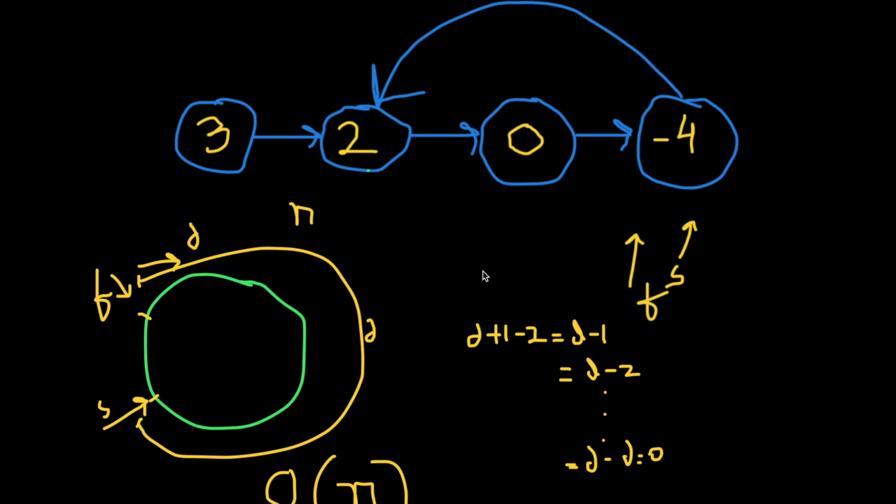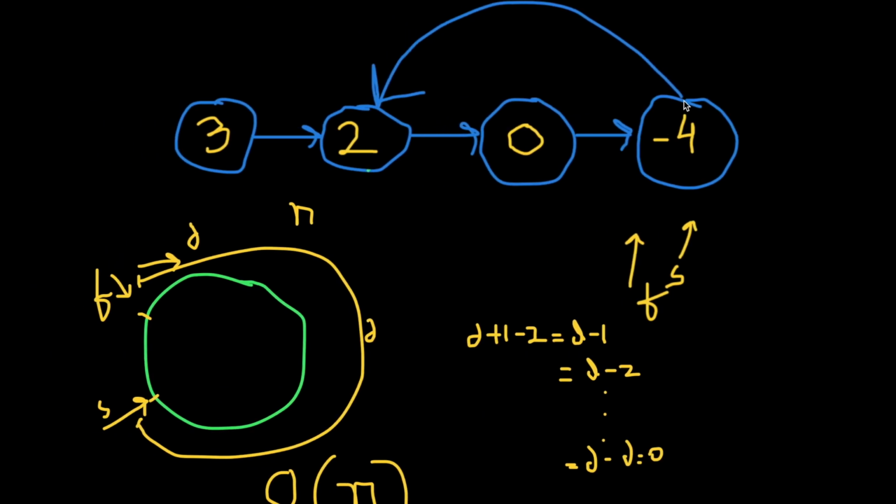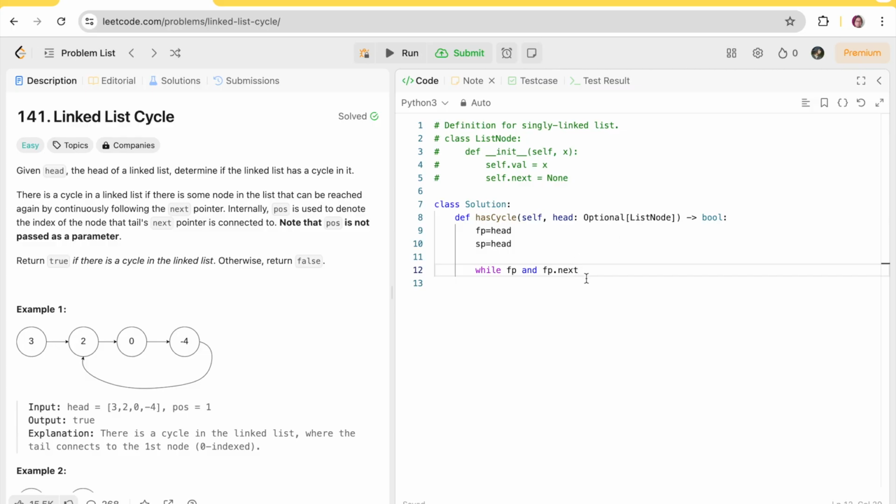Now let's move ahead with the coding. Initially we have a fast pointer pointing to the head and a slow pointer pointing to the head, and we'll run a loop until the fast pointer reaches its end. If the fast pointer reaches the end or the tail, we can say there is no cycle. So while fp is not none, or simply while fp exists and fp dot next as well, because the fast pointer is moving twice, so fp dot next should also exist.